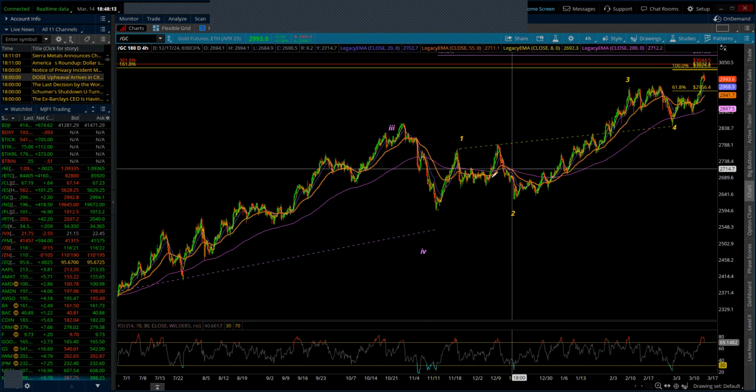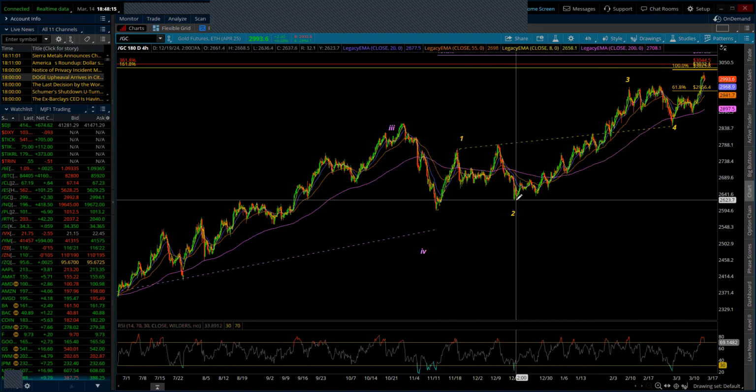So anyway, there are different reasons, but having gold in a portfolio is not a bad thing. In fact, it's actually a very good thing.